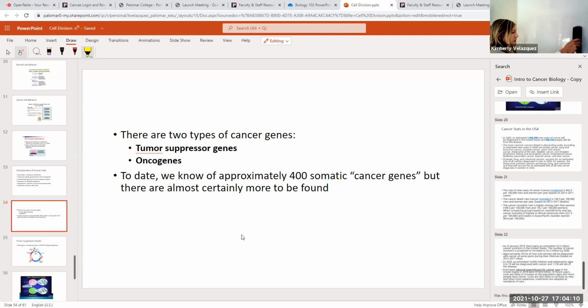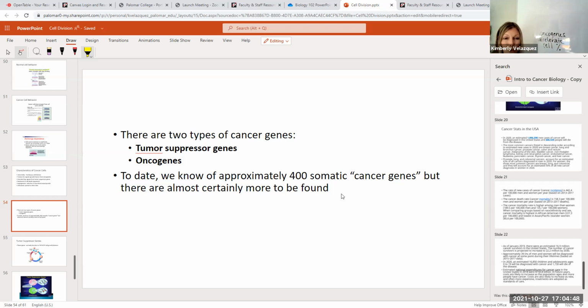Oncogenes are the opposite of tumor suppressor genes. This is like putting on the gas. This is the accelerator. Oncogenes accelerate cell division under normal conditions. If something goes wrong with an oncogene and it's accelerating cell division when it's not necessary, then the cells start dividing out of control. And that's what cancer cells do. So this is putting on the accelerator and not stopping.